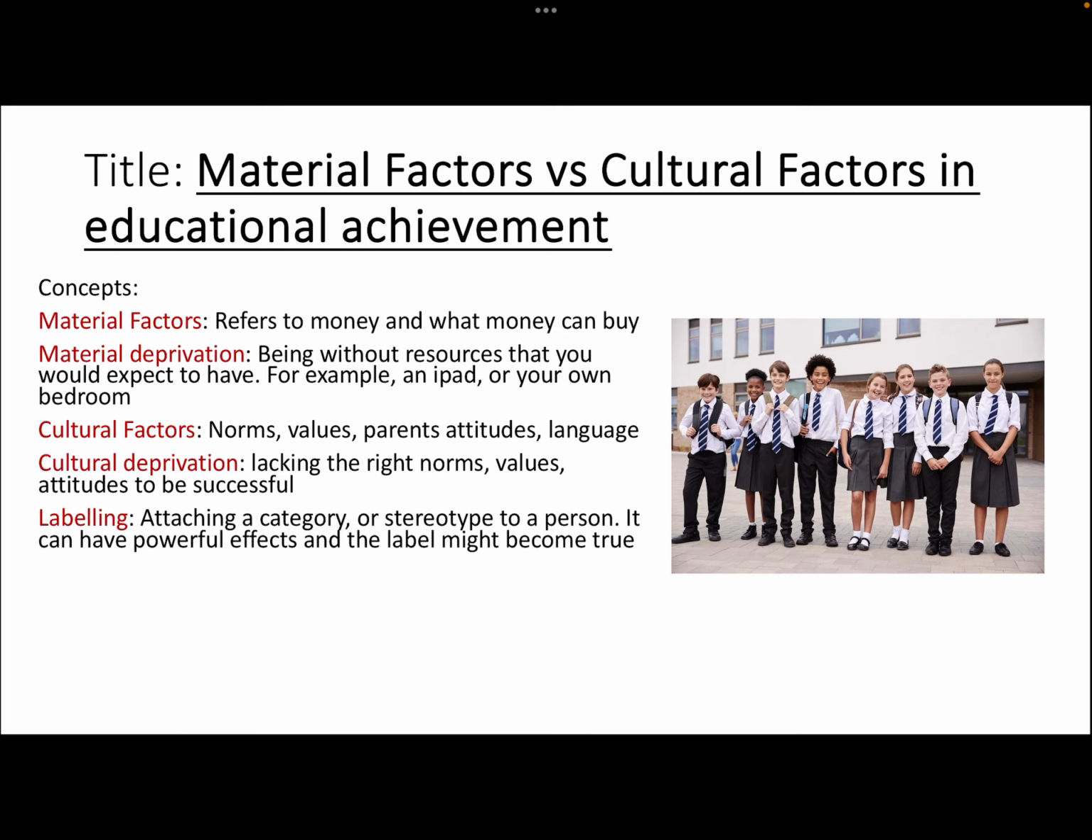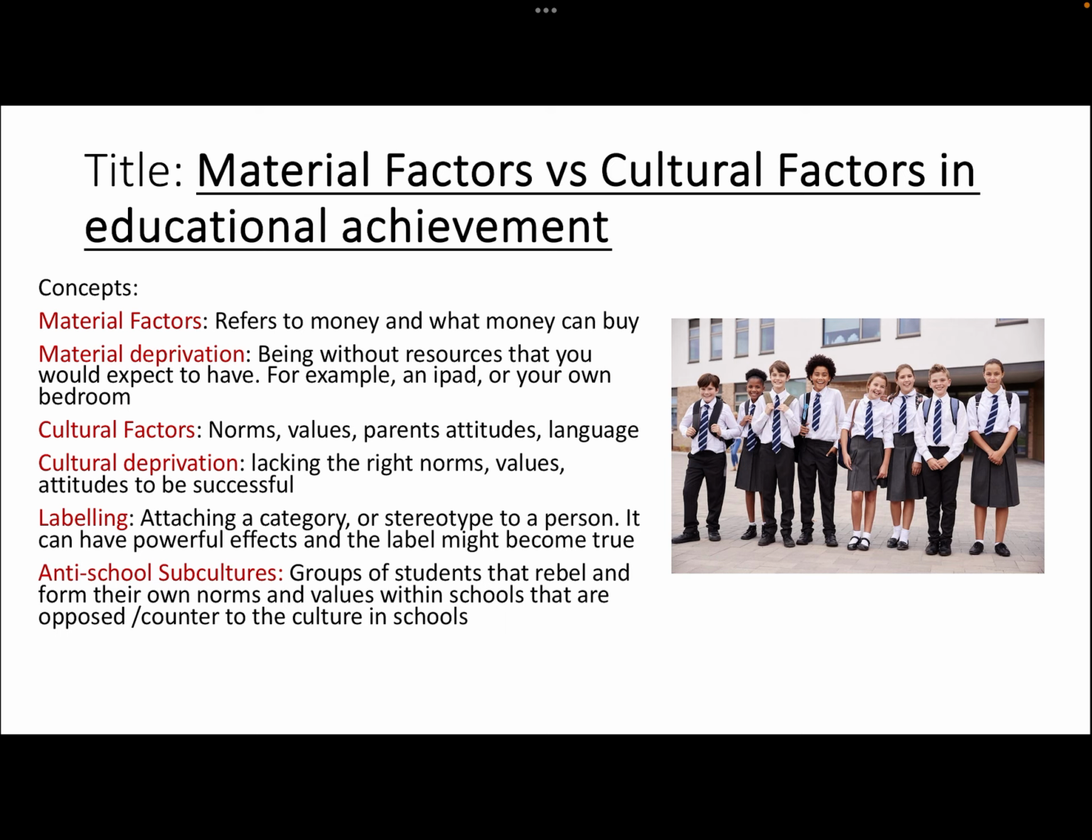But this is when you attach a category or a stereotype to a person, you make a judgment, and it can have really powerful effects, and a label might even become true. Anti-school subcultures are groups of students within school that rebel, they form their own norms and values, and they're generally opposed to the dominant culture of the school, hence anti-school.